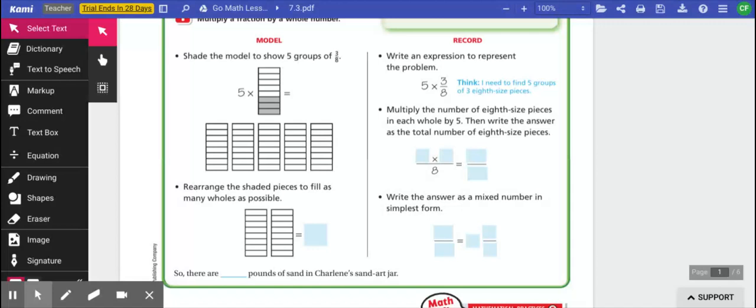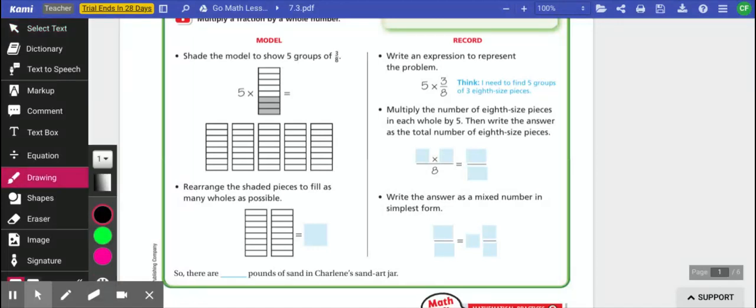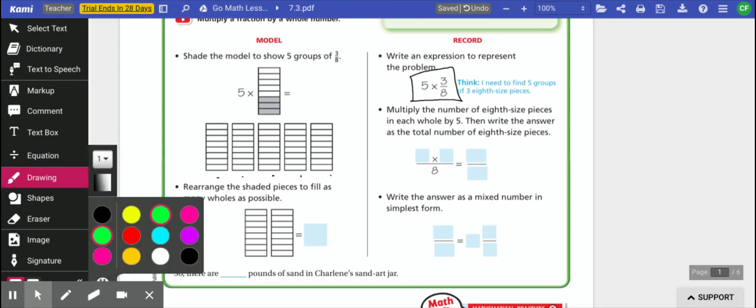All right, so right now we have this model here, and the problem is 5 groups of 3/8 because the equation is 5 times 3/8. Okay, so here I have 5. These are my wholes, 1, 2, 3, 4, 5. And I would need to shade in 3 of these bad boys. 1, 2, 3.